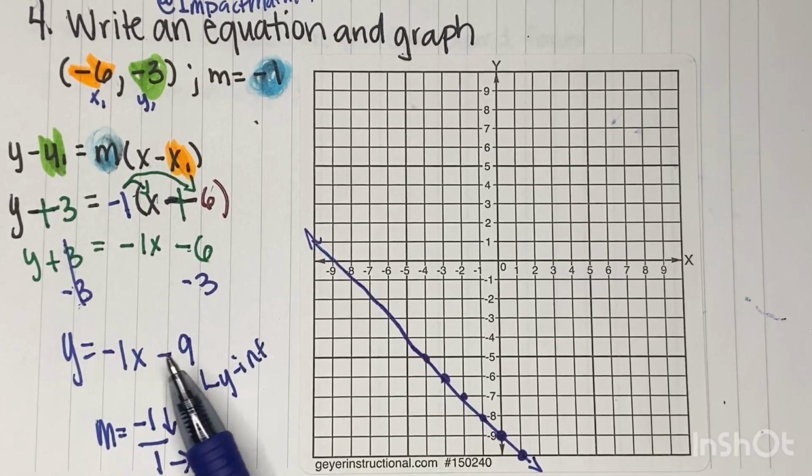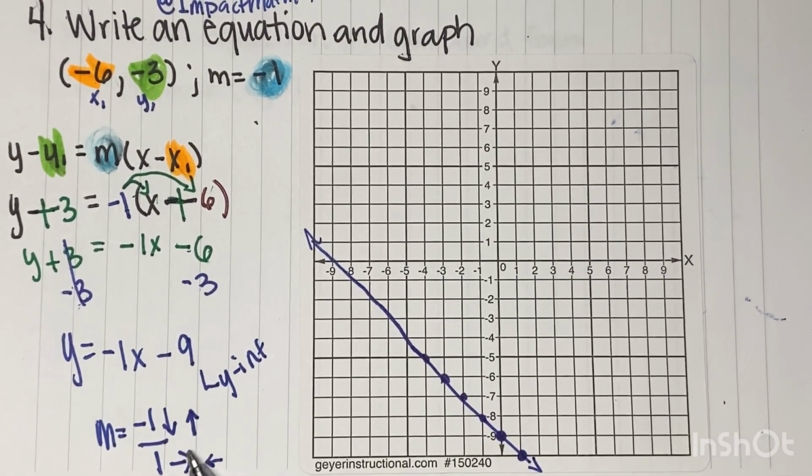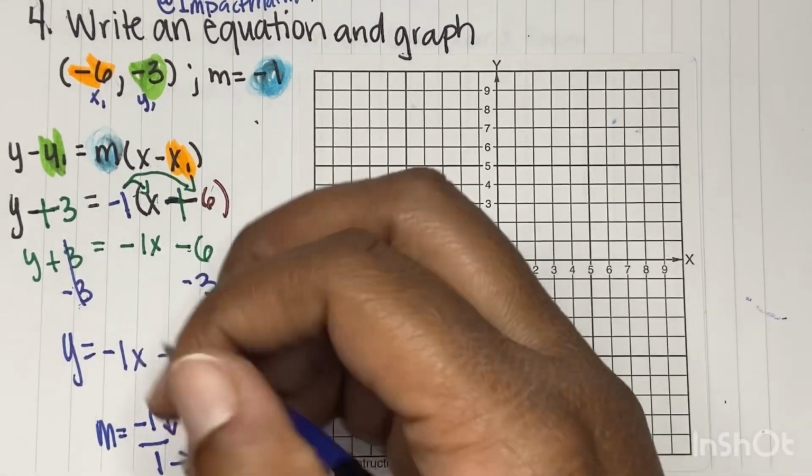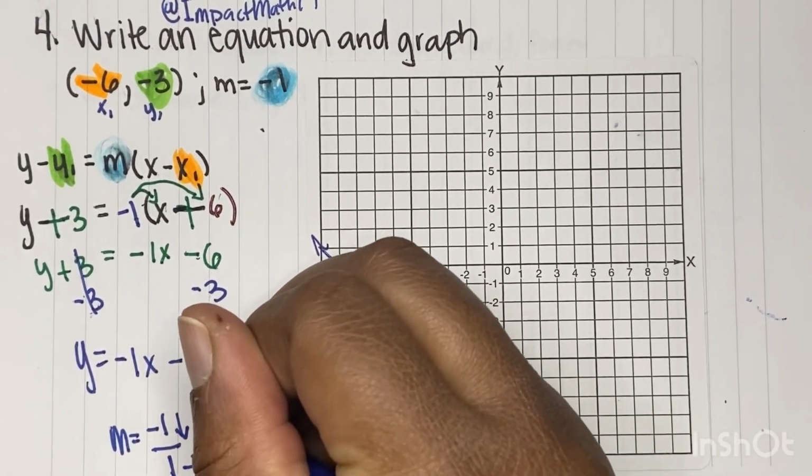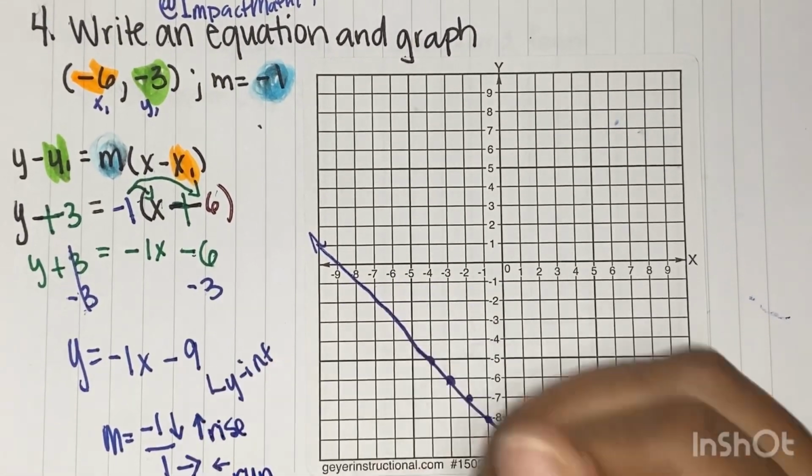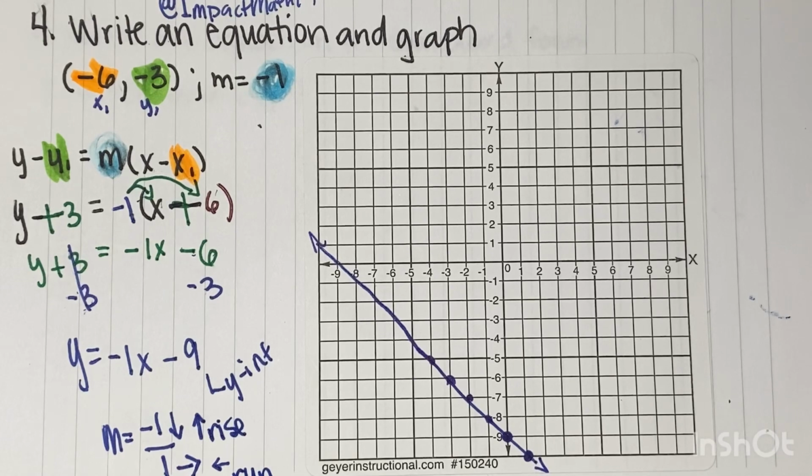Now, every whole number can be written over 1. So if you're wondering where did she get that 1 from, it's because every whole number can be written over 1. And we have to know that slope is rise over the run. Okay. All right. Let's go to the next.